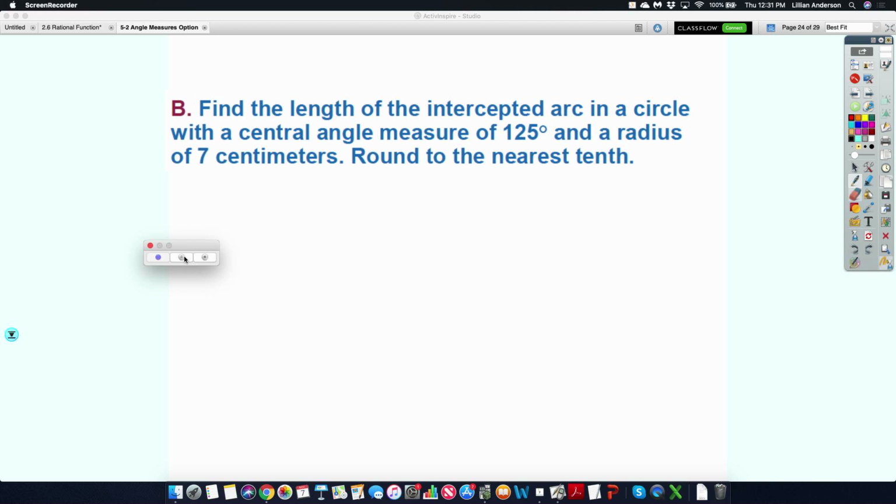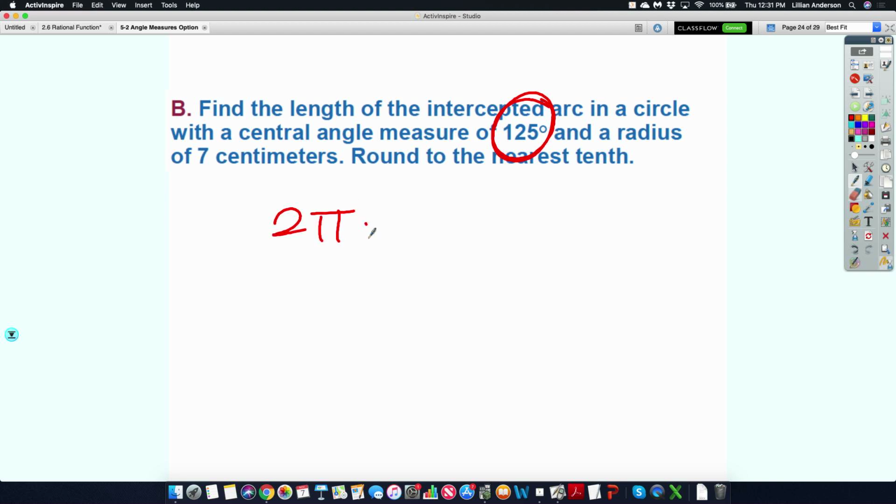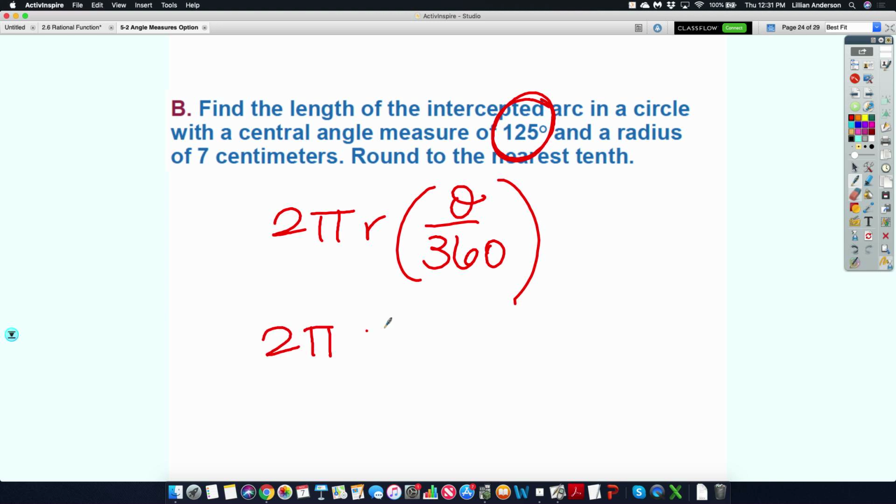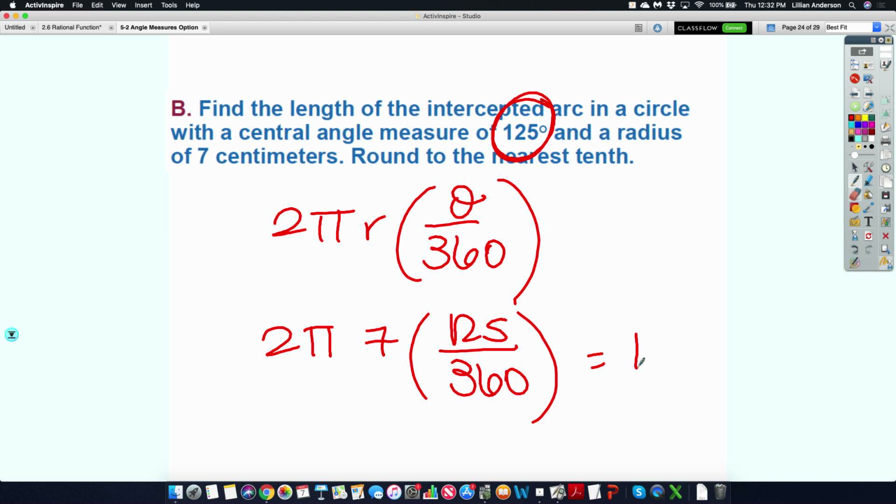Remember, you use the formula based off of the angle. If the angle is given to you as a degree, which it is, you have to use the formula 2 pi r, theta over 360. If you want, you can convert that to a radian and then use the shorter one, but it's pretty much the same amount of work. What's my radius? 7. What's my angle? 125. And then you divide it by 360. You can literally type it in exactly how you see it. 2 times pi times 7 times parentheses 125 divided by 360. What did you get? 15.3 centimeters. Very good.